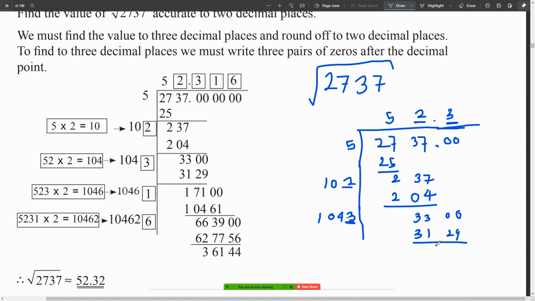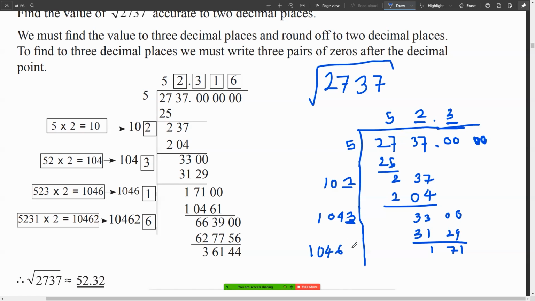Okay, so the balance is 17,100, right? 17,100. 100 means this is 171. Again you need to get 2 zeros here, so with that one it's 00, right? So here also you need to follow the same procedure. There are 2 zeros here. Again you need to multiply this by 2, which is 1046.